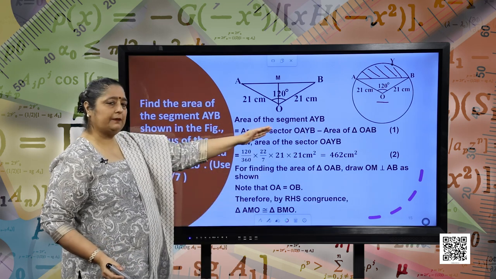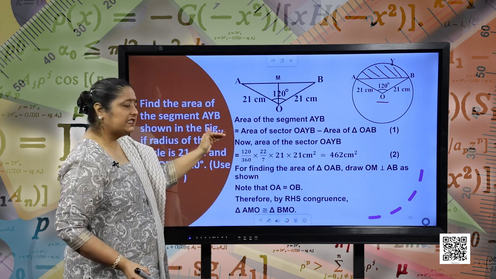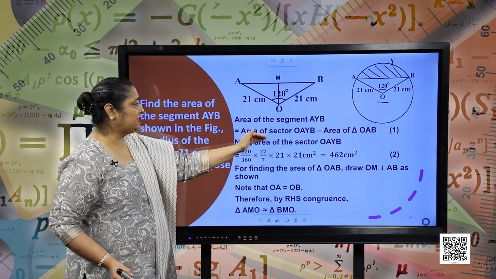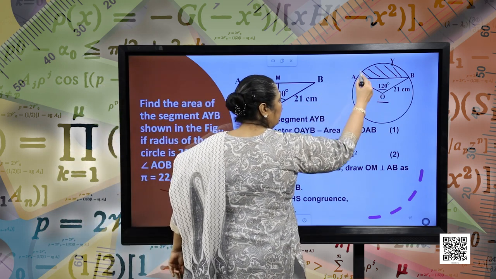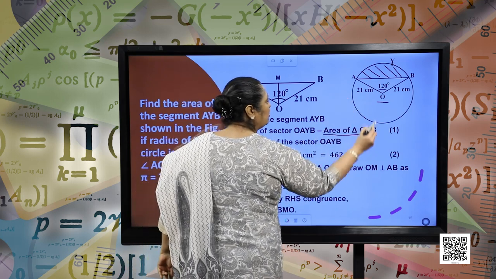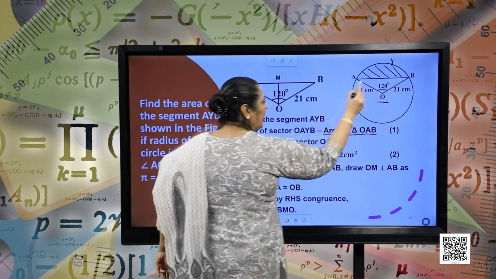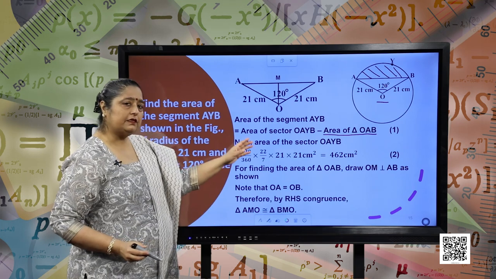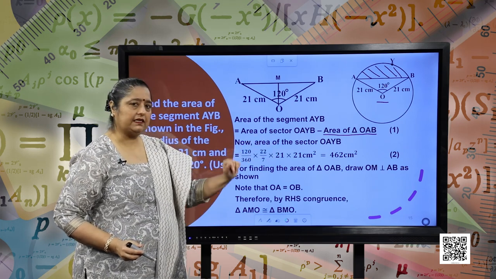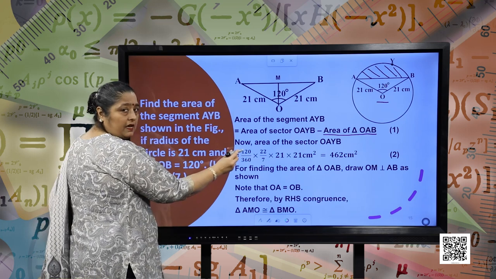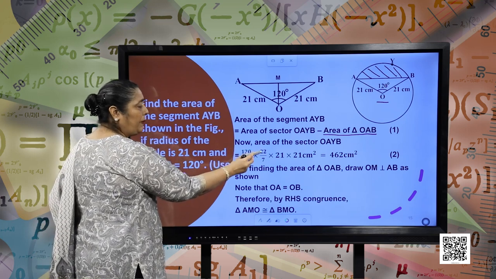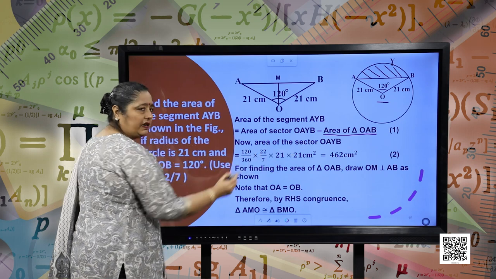So, the area of the segment AYB is given as the area of the sector AOYB, this complete sector, minus the area of the triangle AOB. Now, let us first find the area of the sector. We have already done that. The formula is theta by 360 into pi into r square.